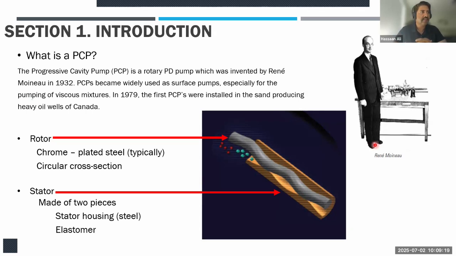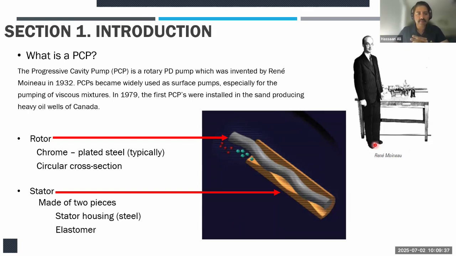So in 79, the first PCPs were actually installed in sand producing heavy oil wells in Canada. Canada is considered one of the biggest markets of progressive cavity pumps, followed by Venezuela and Russia and other heavy oil producers like Oman and the Middle East.